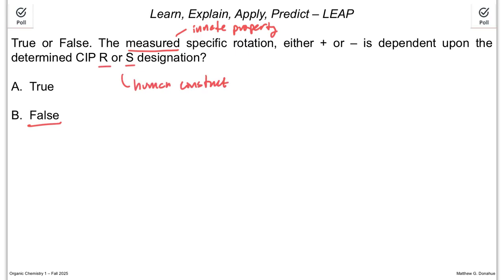So it is what it is by how it rotates the plane polarized light. The R and S is just a tool that we use to name these things. You don't need an instrument to do that. You can just look at the structure, follow the rules, you can assign R and S. The sign, you're either measuring using a polarimeter or that data will be given to you.